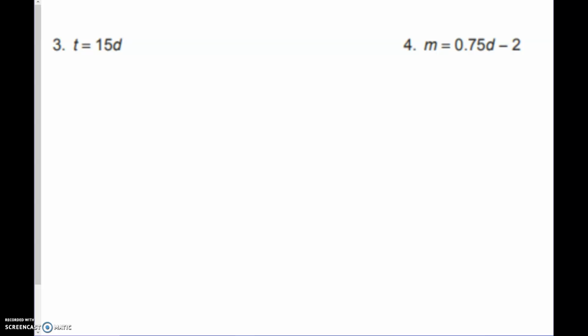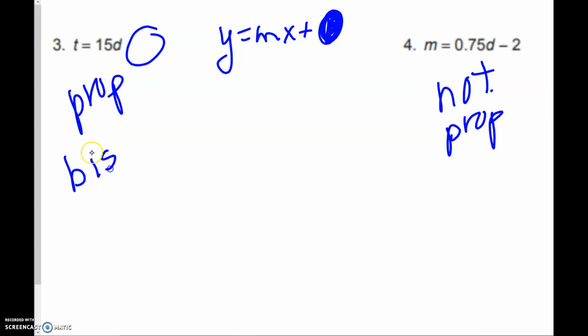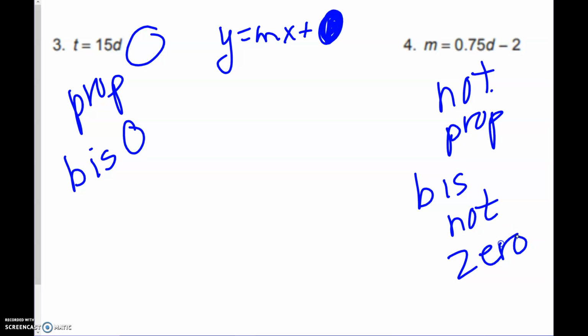All right, is this proportional or non-proportional? Remember what we're looking for is that y equals mx plus b. And we want the b to be 0. If there is no number here, if this is a 0, that's what makes it proportional. So this is proportional. This is not proportional. Okay, and why? Because we're looking for b is 0. B is not 0.